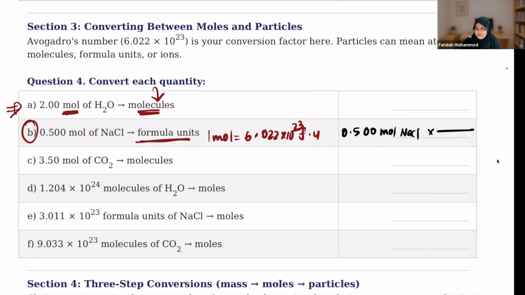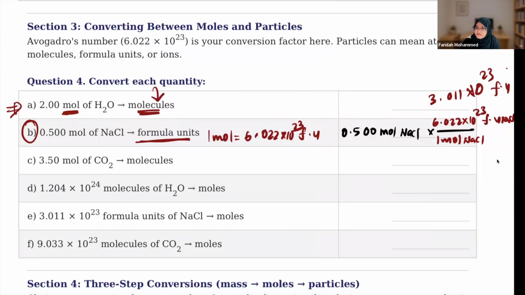And now you do the fraction. You don't start with the fraction. You put 1 mole on the bottom and the NaCl, and 6.022 times 10 to the power of 23 formula units of NaCl. Good job. And then you do the math. It will be around 3, right? Half of that. So 3.011 times 10^23 formula units. Okay? Guys, does it make sense?